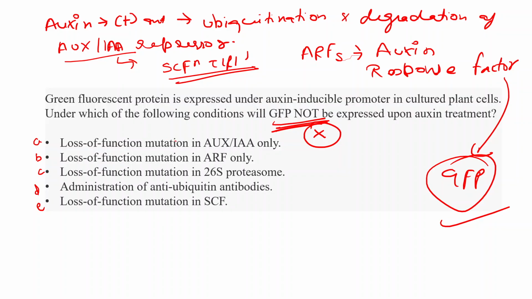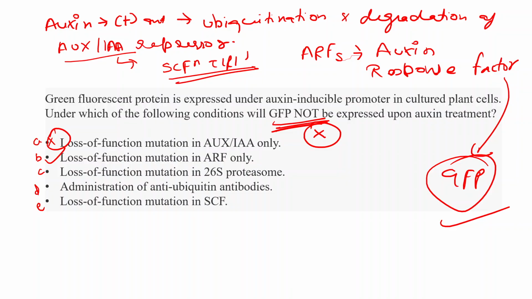So A, loss of function mutation in AuxIAA only. Is it correct? No. Why? Because AuxIAA are repressors. If they are mutated and cannot repress, ARFs will activate transcription even without auxin. So GFP will still be expressed, maybe even constitutively. So this is wrong. Then B, loss of function mutation in ARF only. ARFs are the transcription factors. Without them, no matter what happens to the AuxIAA, transcription cannot be activated. So yes, it is correct. In this case, GFP will not be expressed.